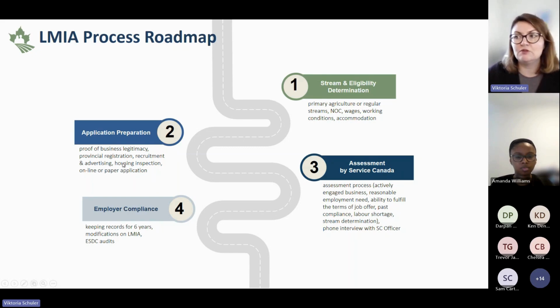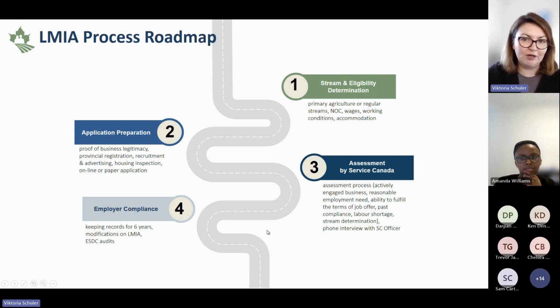Depending on the stream, you're required to do recruitment and advertising, housing inspection, and submit your application. Number 3 is assessment by Service Canada. Once your application gets into the assessment process, they assess you on a number of criteria.